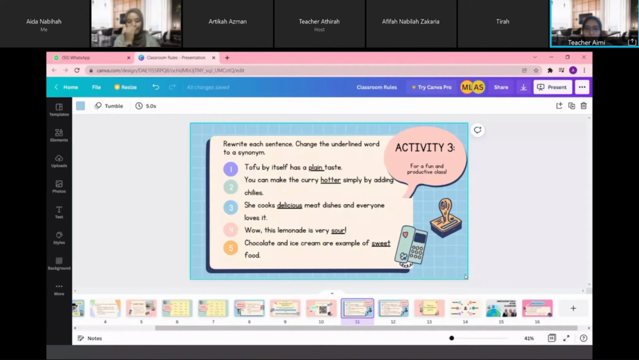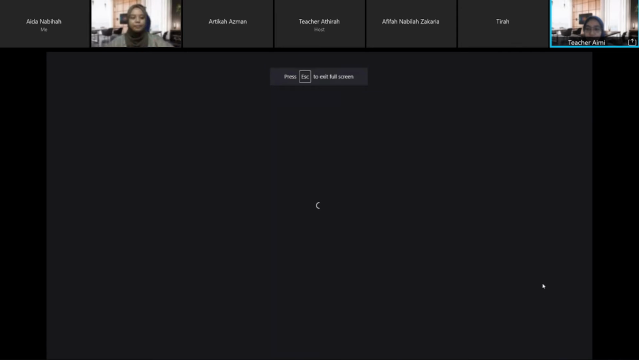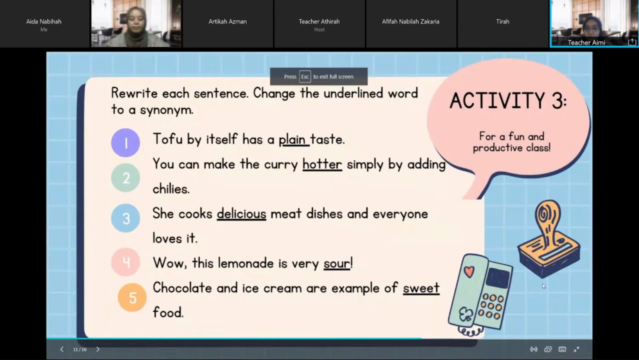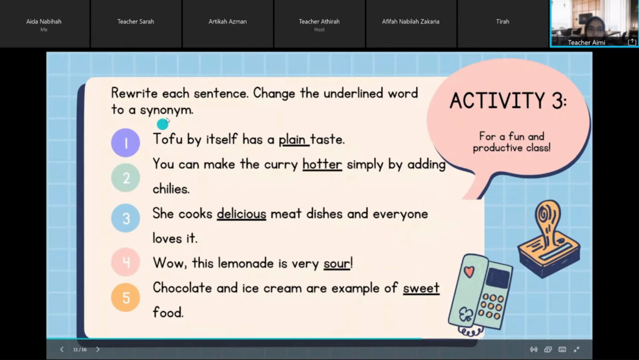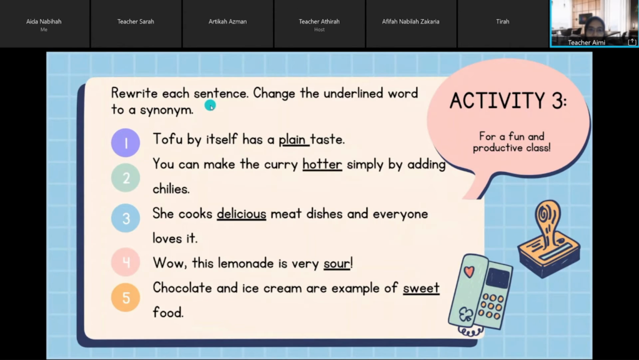So you have learned about the adjectives of food and the synonym usage, right? So let's move to our last activity. The instruction is: rewrite each sentence and change the underlined word to a synonym. I will let you do it by yourself first. In 3 minutes, we'll discuss, okay? Alright, your 3 minutes starts now.